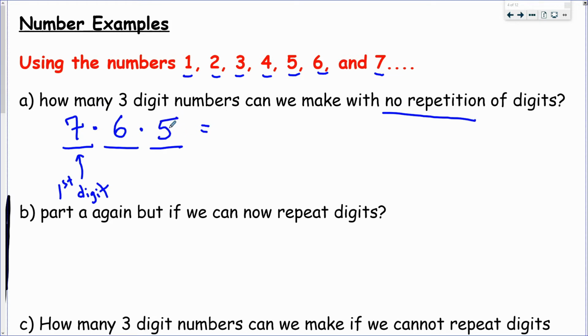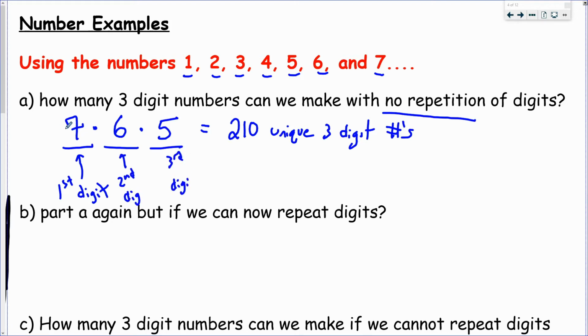When I multiply them together, I'm going to get 7 times 6 times 5, which is 210 unique 3-digit numbers. Okay, so I like to do it this way, just in case it's not clear. This is the second digit, and this is the third digit. So sometimes there's some confusion. People think this is going to be a 7. I just mean I got 7 ways or 7 options, then I have 6 options, then I have 5. Let's move on to the next one.